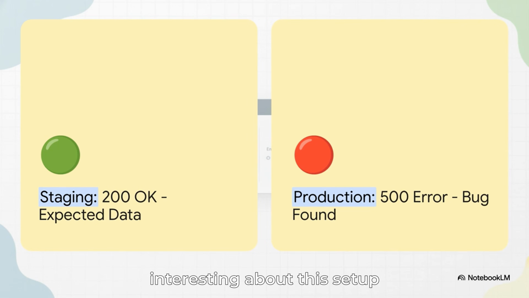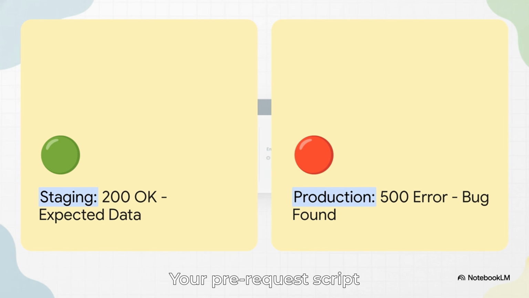Now, what's really interesting about this setup is the hero moment it gives you. Because you used variables and you built out your staging and production environments beforehand, you don't rewrite a single thing. You simply go to the top right of Postman, click the dropdown, and select Staging. You hit Send, and boom, you get the 200 OK response with the expected data. Then, with one single click, you toggle that dropdown over to production.